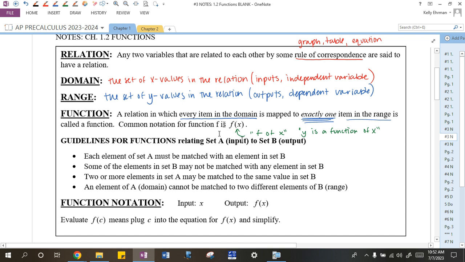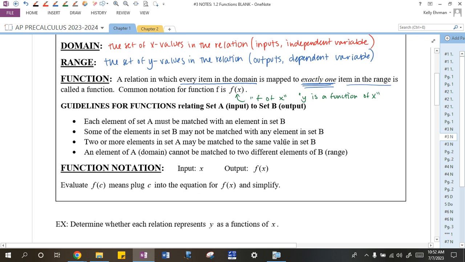Guidelines for a function relating set A, which is going to be our inputs, to set B, which are the outputs. So input is set A, output is going to be set B. Each element in set A must be matched with an element in set B. So like I said, you can't leave an input out. Some of the elements in set B may not be matched with any of the elements in set A. Sorry, that's a typo.